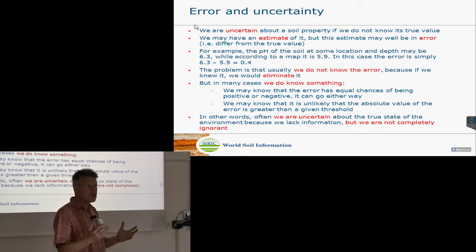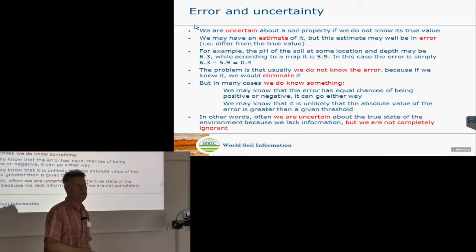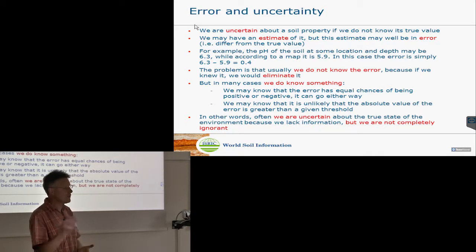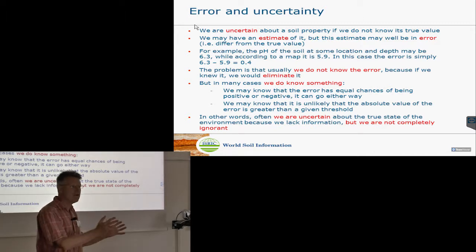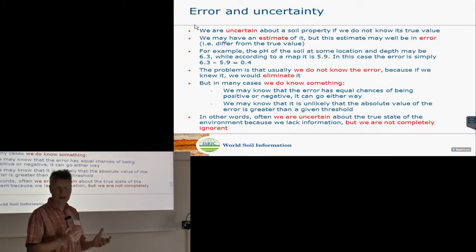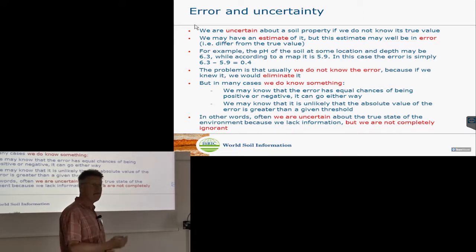We may be uncertain, but it doesn't mean that we don't know anything. We have some idea about the pH of the soil. We know that it's not 20, we know it's not negative. We may even know that it's higher than 7 or below 5 or things like that. So usually we have some idea, we do know something. We have an estimate of the soil property as well, but we are aware that that estimate is only an estimate, only a representation of the true value. There will be an error in our estimate. The estimate will deviate from the true value.